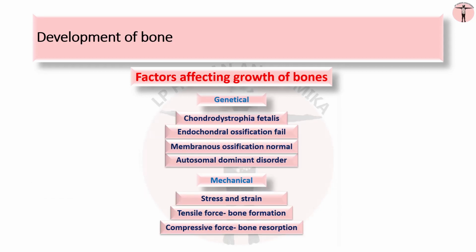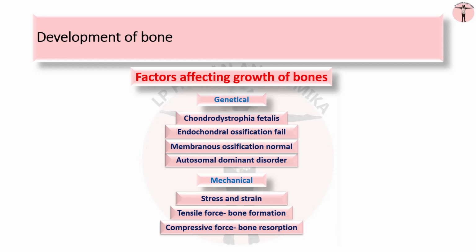Genetical factors. Chondrodystrophia fetalis: here, the endochondral ossification fails to occur properly. The cartilage bones are affected whereas the membrane bones develop normally. This condition is due to autosomal dominant inheritance. Mechanical factors. Bone development depends on stress and strain of bones. It is worthwhile to mention that tensile force helps in bone formation whereas compressive force favors bone resorption.